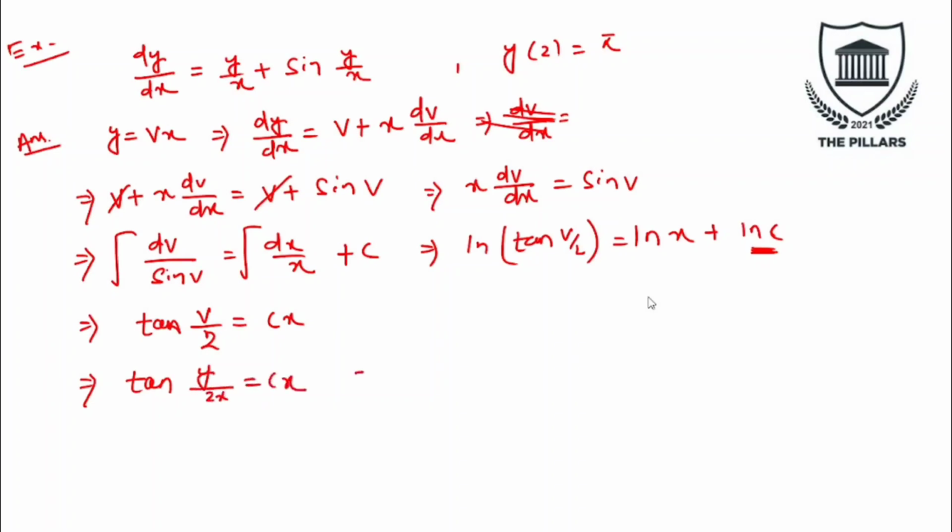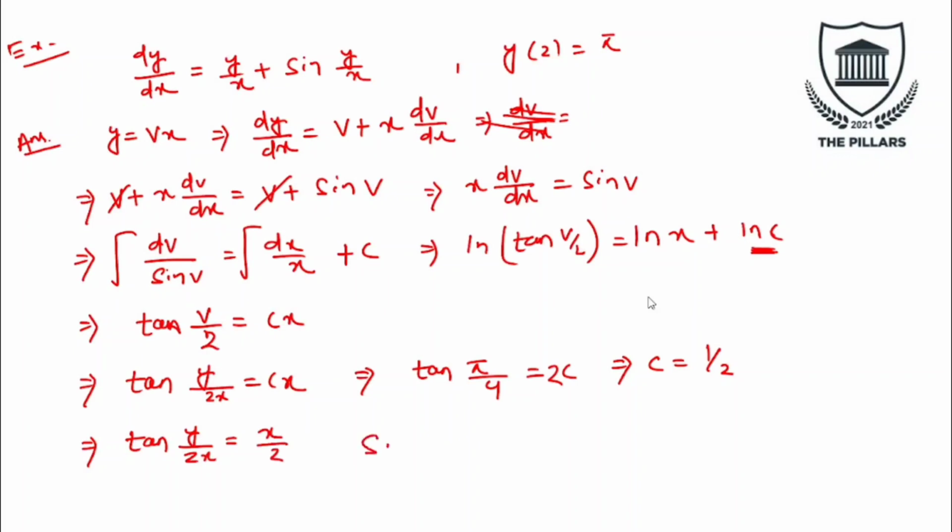Now put this initial condition. Here we get tan(y/2) at x = 2 is π/4, so π/4 = c into 2c... then this is 1, you know, then c becomes 1/2. Now putting this value of the arbitrary constant, you will get tan(y/2) = x/2. Now this is the answer.